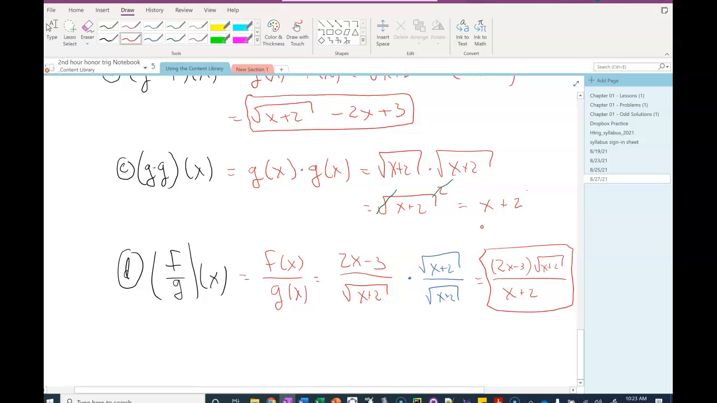If you wanted to distribute the square root of x plus 2 to each of those terms, that would be okay also. I wouldn't personally because it's just like more writing. And to be honest with you, I wouldn't even mark this wrong if you didn't rationalize the denominator, although at this level we should be doing that kind of automatically.